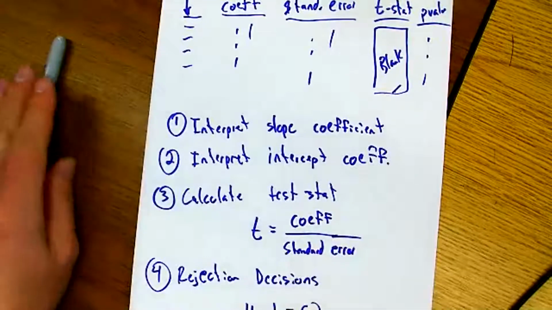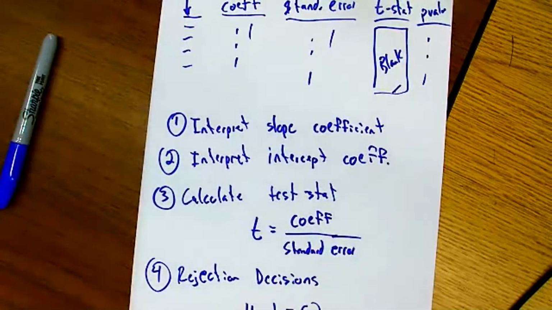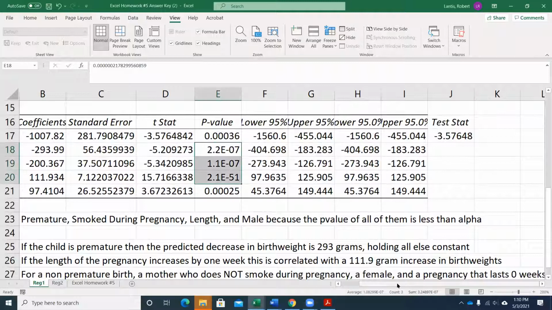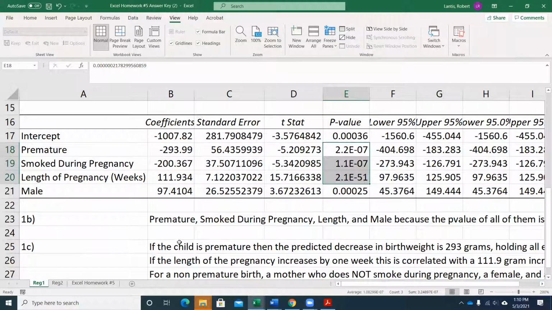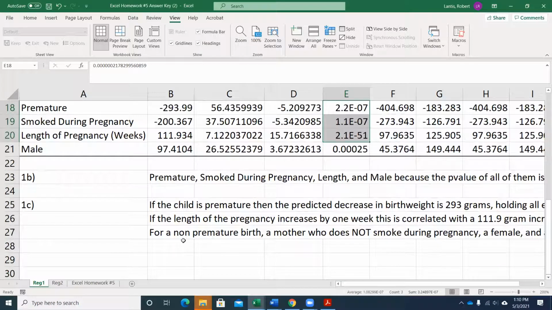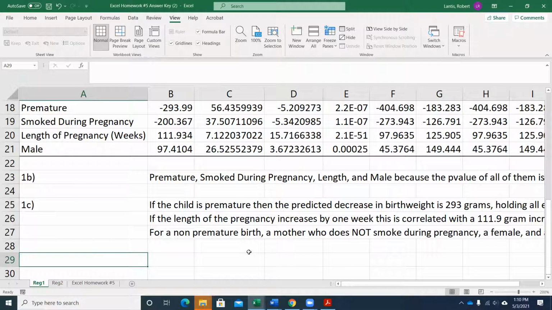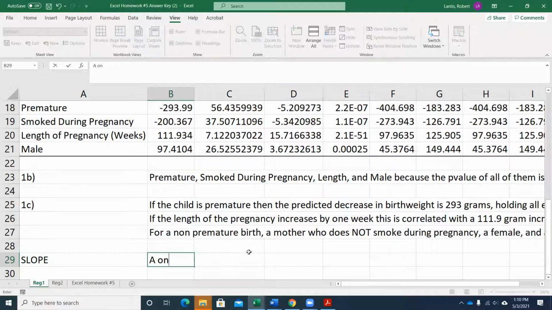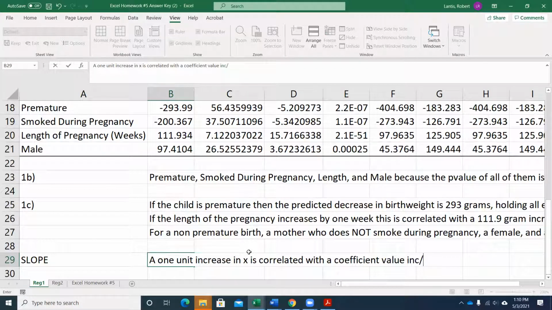I saw a lot of issues with this on the fifth Excel. So I'm going to walk you through the general form and then how we do this. Notice I've got the 2 slope coefficients I asked you about interpreted here, and then also an intercept. So I'm going to write out the general form of the interpretation. If I'm looking at a slope coefficient, the interpretation is always going to be: a 1-unit increase in x is correlated with a coefficient value increase or decrease in the y variable.